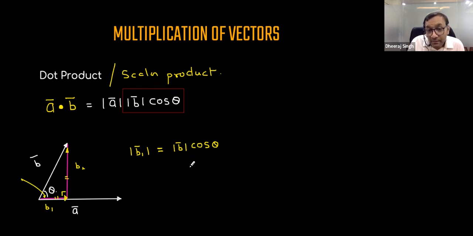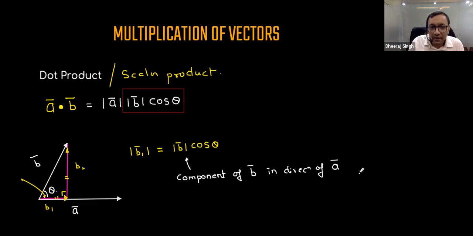Right? Now this B cos theta, can I say it is the component of B in the direction of A? I can say that, right? So what I'm doing is multiplying A with the component of B in the direction of A. So it means something, all right?